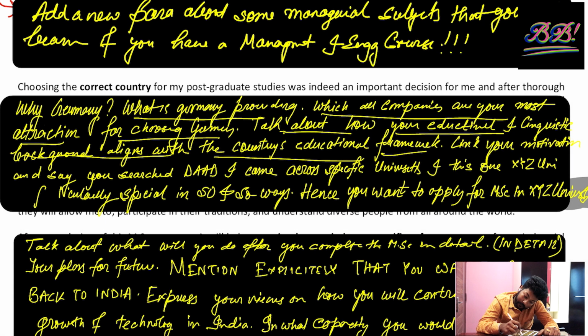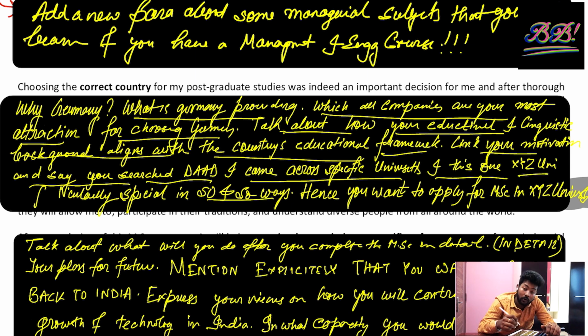Also link your motivation and say you have researched DAAD's website extensively and came across universities, and this one in particular, the one you are going to, has so and so capabilities and such innovative ways which will help you in achieving your future dreams. Hence you want to apply for this particular university. You can also say that this particular university has affiliation with big multinational companies, which will help me in exploring further possibilities in future.